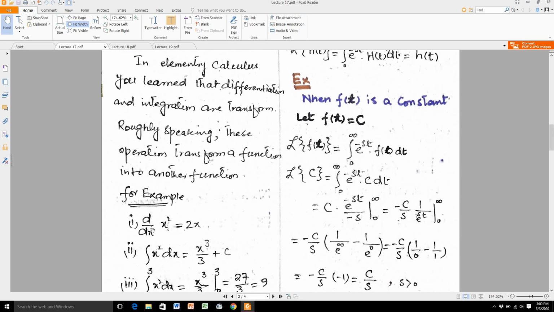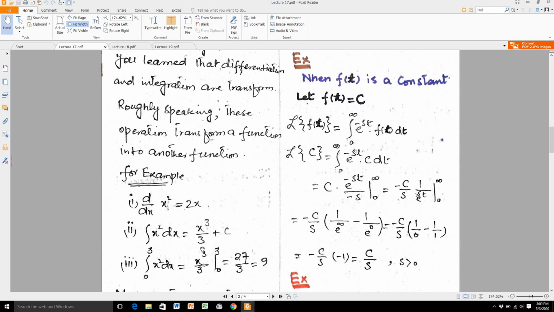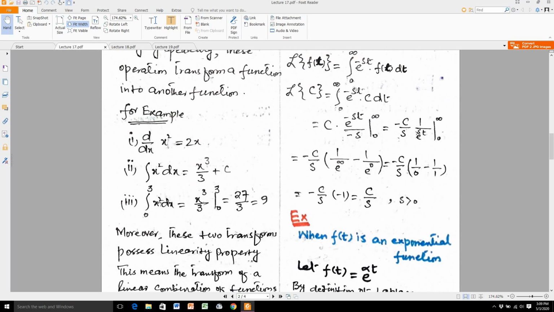For example, when we take the derivative of x square, it is equal to 2x. So you see how it changed the nature of the function. Here x square is a quadratic function, and when we apply the derivative, it changes its nature from quadratic to linear. And here you see the integral of x square: our function is quadratic, and after taking the integral, it becomes a cubic function. So in this way you also see how the integral changes the nature of the function.